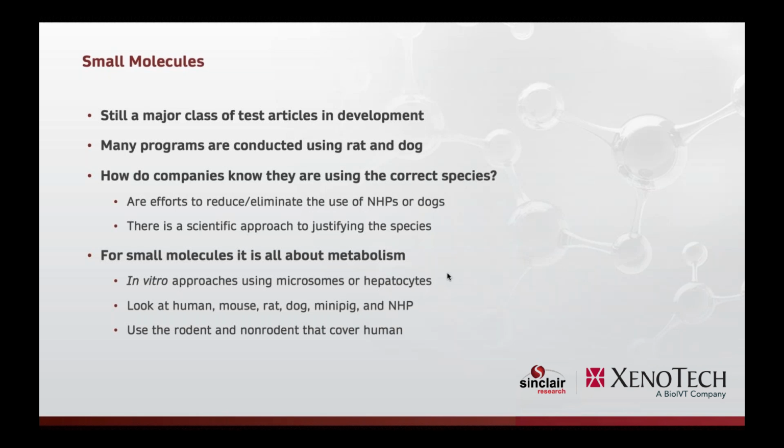You look at human, mouse, rat, dog, mini pig, and primate. Look at the human profile, and then you choose the rodent and non-rodent that cover the human. Most of the time, it will be rat and dog.